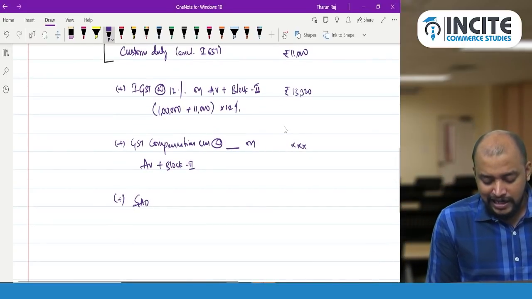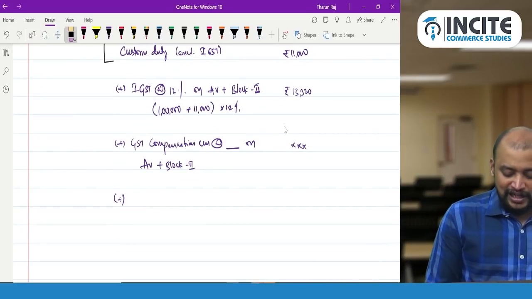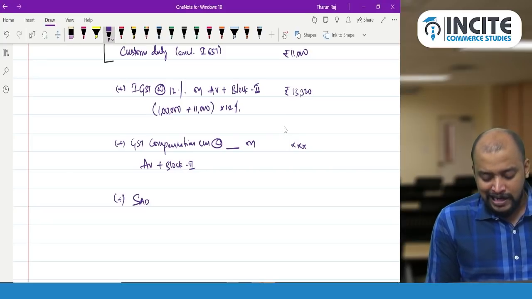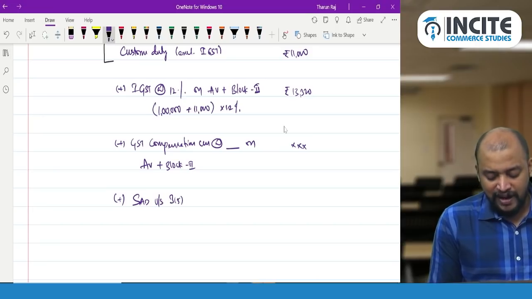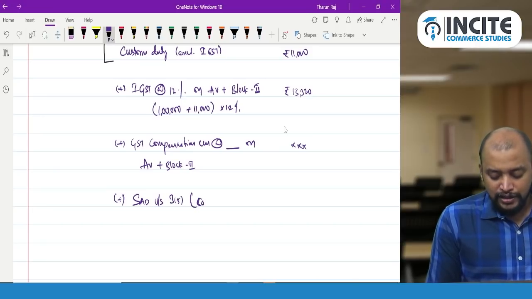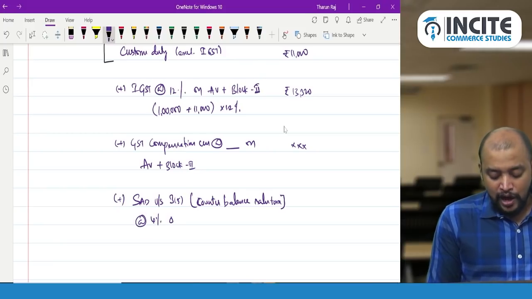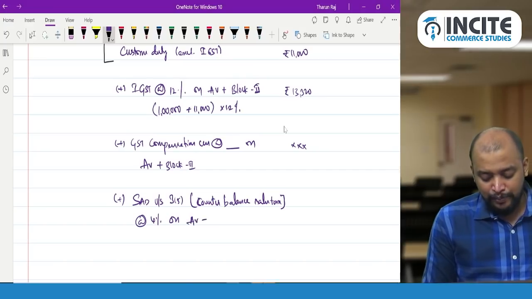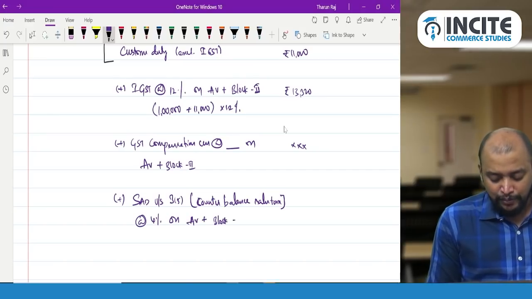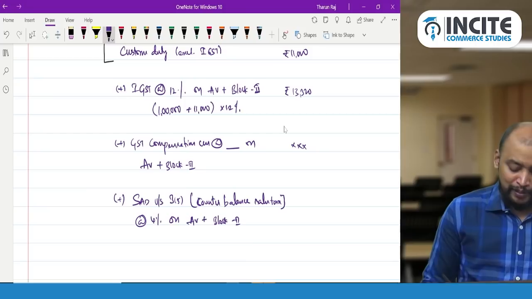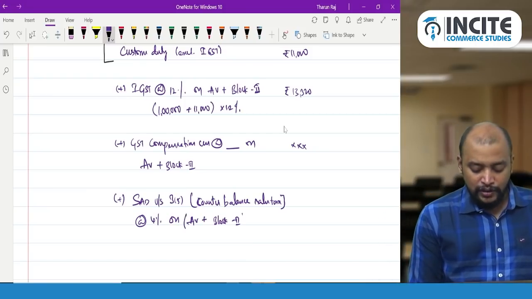So SAD at the rate of, what is SAD? Special additional duty under section 3 subsection 5. This is to counterbalance sales tax. This will be computed at the rate of 4% on what? Same way as we compute IGST, the same way we need to compute this. So that is assessable value plus block 2. On that only we need to compute.